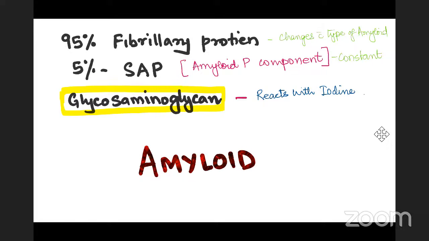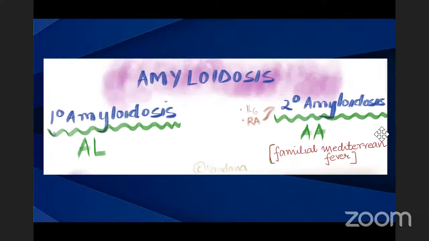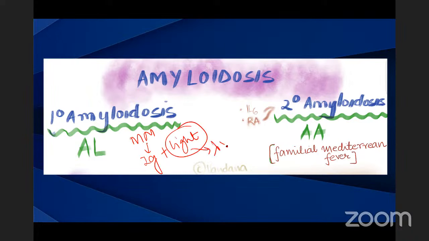Once you're clear with this, the next thing you have to remember is that when I talk about amyloid, we have primary and secondary amyloid. Primary amyloid is AL amyloid. It occurs in multiple myeloma, where a lot of immunoglobulin is produced along with a lot of light chains. Whenever these light chains deposit, this is A lambda, A light chain. Most of the time, these light chains are lambda more than kappa.